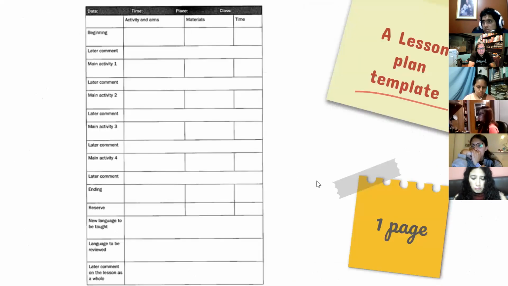And here, as you see, this is the template that was in the book, and I find it very interesting because here you have the beginning, here you have a later comment, activity 1, later comment, activity 2, activity 3, the ending of the lesson. You have here space to write a reserve activity, the new language to be taught, language to be reviewed, and a later comment on the lesson as a whole.